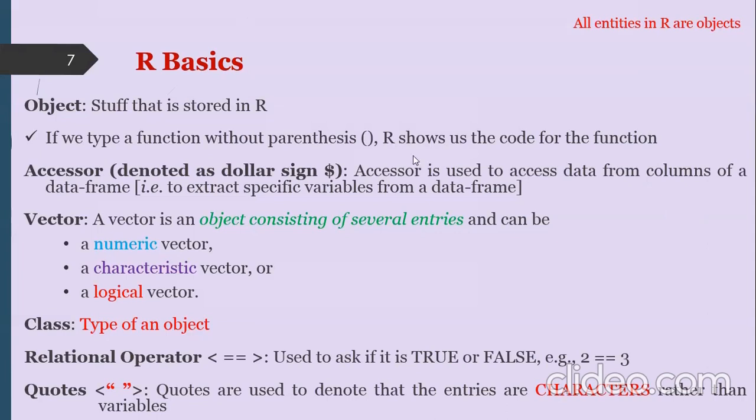और इसमें असेसर का बताया था कि हम उसे डिनोट करते हैं डॉलर के साइन से. और इसमें हमने पढ़ा कि एक डाटा फ्रेम होता है जिसके अंदर अगर हमने एक कॉलम से डाटा असेस करना हो तो हम वो असेस कर सकते हैं. और वेक्टर्स का था कि वेक्टर के अंदर सेवरल एंट्रीज आ रही होती हैं और वो न्यूमेरिक भी हो सकती हैं, करेक्टरिस्टिक वेक्टर भी हो सकता है और लॉजिकल वेक्टर भी हो सकता है. और क्लास ये ऑब्जेक्ट की एक टाइप है. और रिलेशनल ऑपरेटर का आपने यही बताया कि ग्रेटर, इक्वल टू और लेस देन, ये साइन हमें बताएगा कि ये ट्रू है या फॉल्स है.